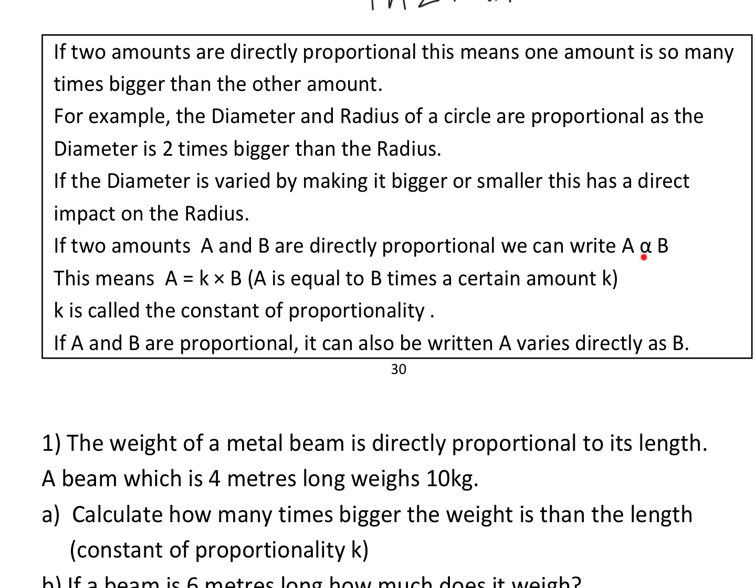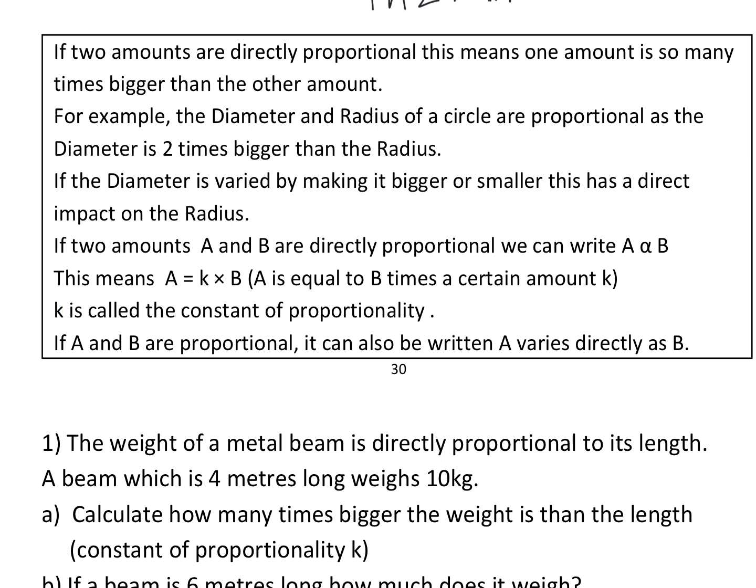That's a proportional sign. So it means A is proportional to B. And if A is proportional to B, this means that A is equal to B multiplied by some number that we don't know. So A is equal to B times a certain amount K. K is called the constant of proportionality.